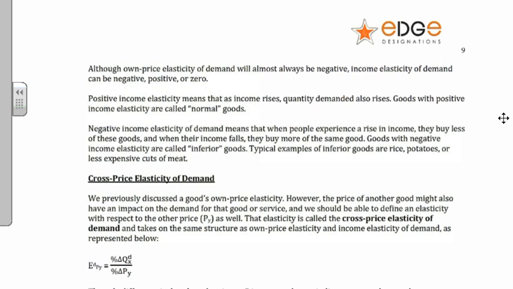And it's a bit of repetition, I'm sorry, but good for revision at least. Own price elasticity is always negative. Income elasticity of demand can be positive, negative, or zero. Let's have a look at what that means. If I say we are experiencing positive income elasticity, that means that as income rises, I demand more of that particular good. And that's generally for normal goods.